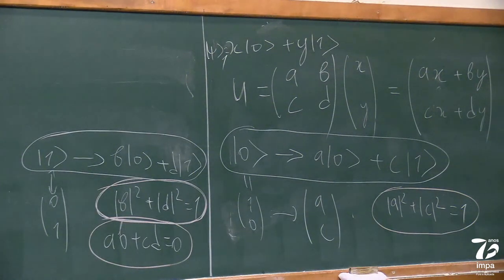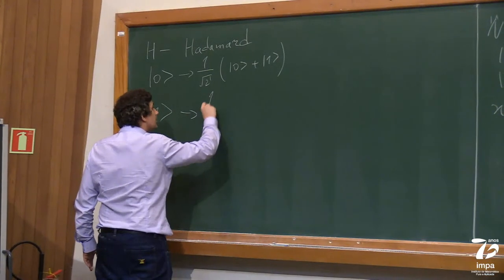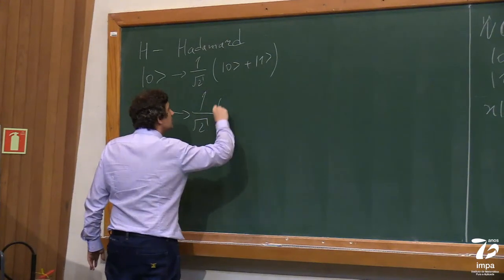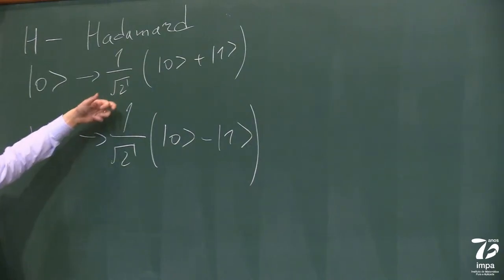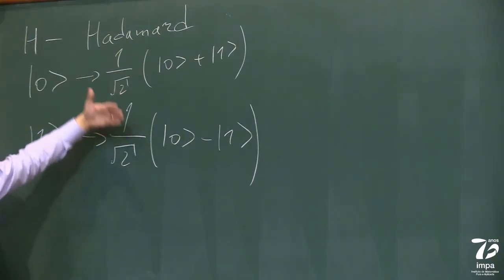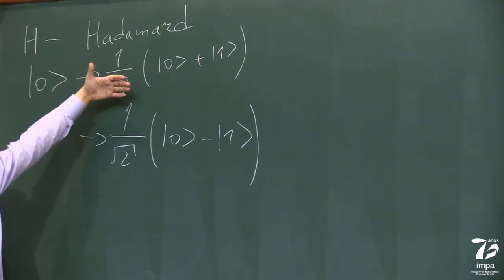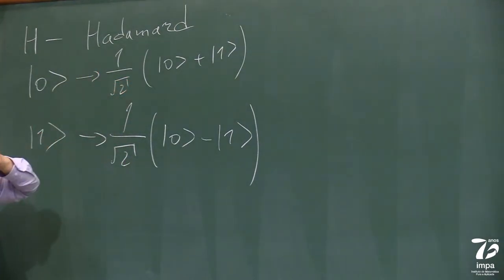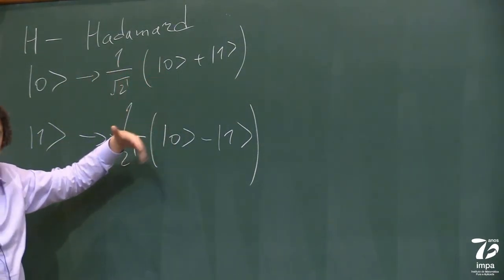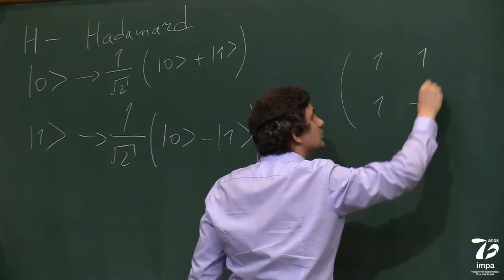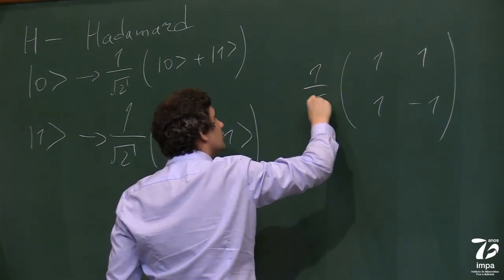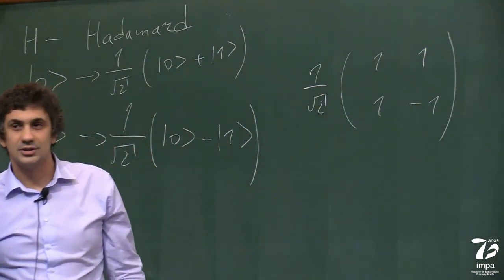And okay, so where does 1 go? Of course, there are plenty of options. It's not predefined. But I would like to consider a special operator. It will go to 0 minus 1. And in both cases, I need a multiplier in order for them to be of length 1. Here the scalar product is 0, and the corresponding matrix is 1, 1, 1, minus 1, with 1 over square root of 2 in front.